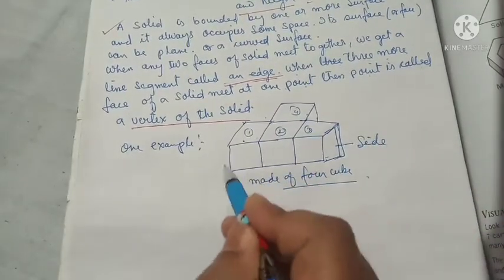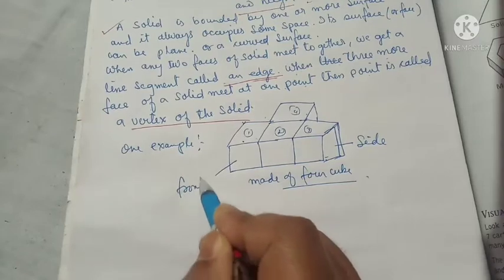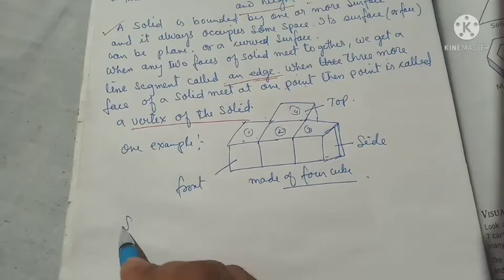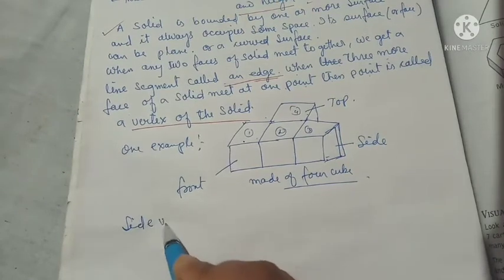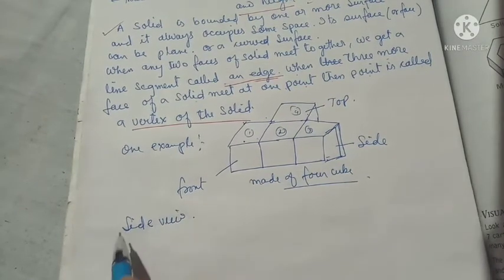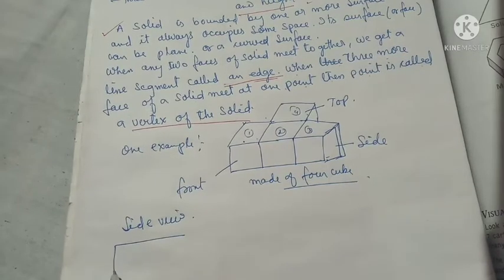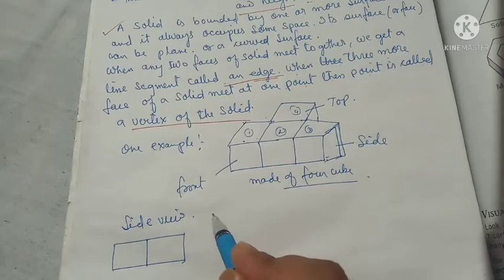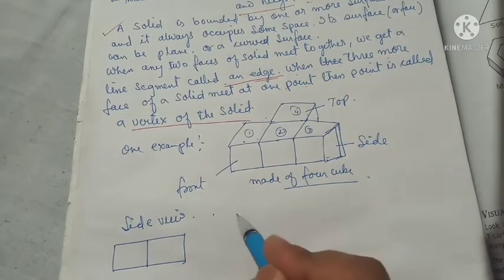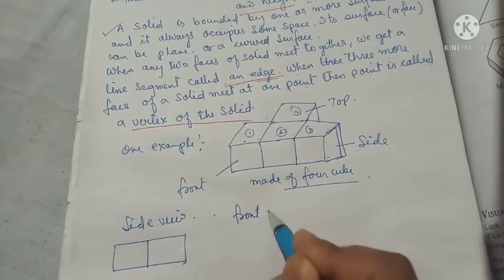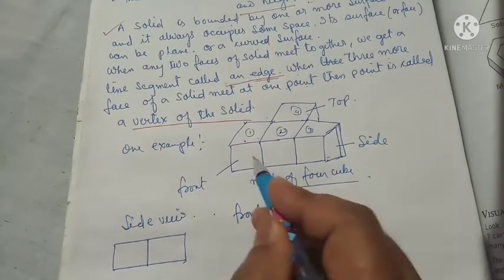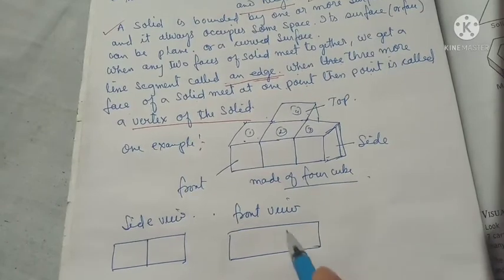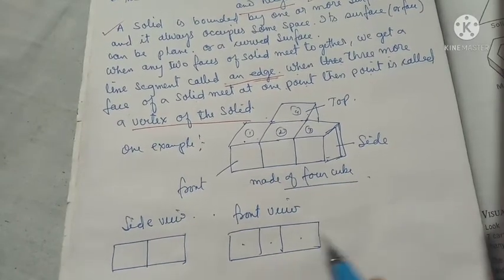These all are in the front. What about this? This is the top. So if you want to draw this side view, how will you draw it? We have to draw two squares in this way. Then if we want to draw the front view, we have to draw here. There are three front squares: 1, 2, 3, in this way.